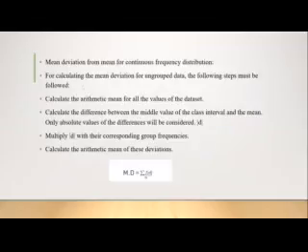Moreover, now some information: mean deviation from the mean for a continuous frequency distribution. If you go for a continuous frequency distribution, the formula is applicable here. We need some steps like this. Step number 1, calculate the arithmetic mean for all the values of the data set. Step number 2, calculate the difference between the middle value of the class interval and the mean. Step number 3, multiply D with their corresponding group frequencies. Step number 4, calculate the arithmetic mean for these variations. That is, mean deviation is sigma f|d| by n. So this is applicable for finding the mean deviation of a continuous frequency distribution.